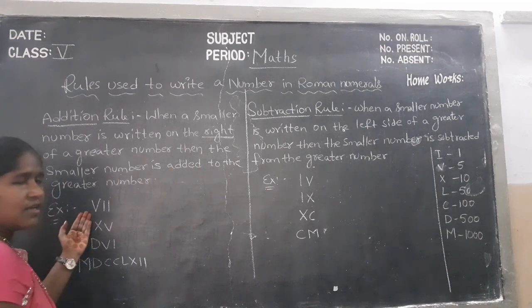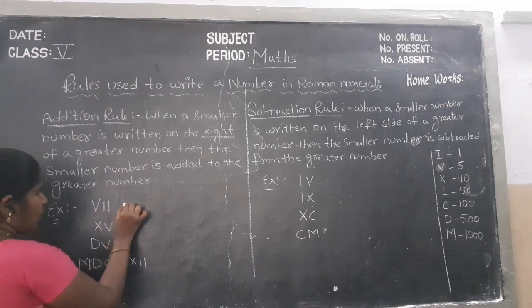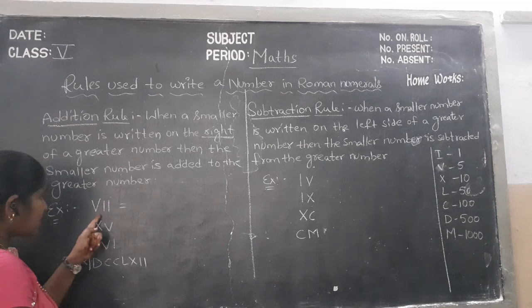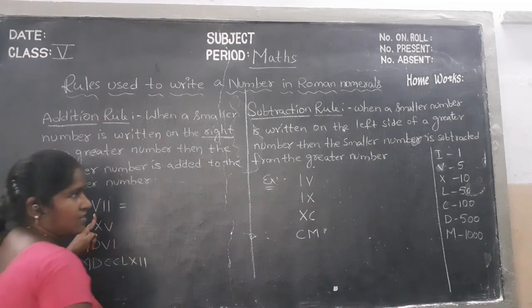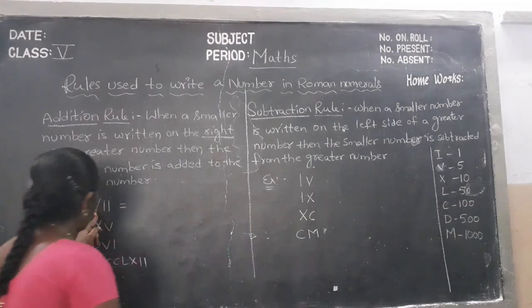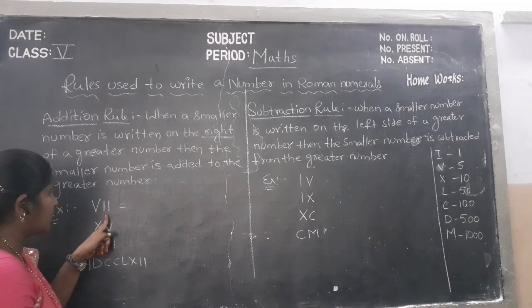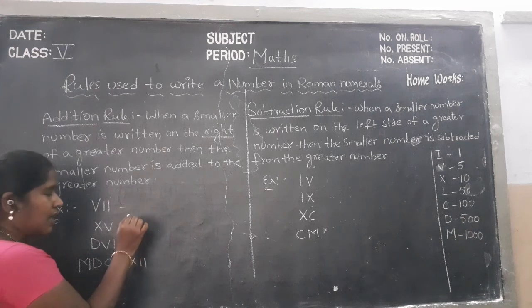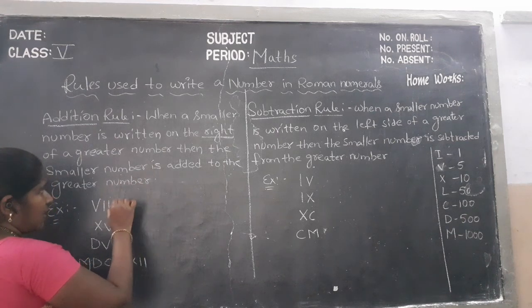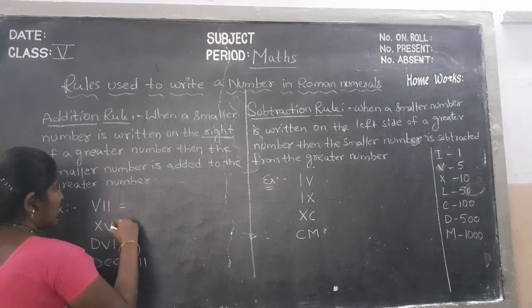See children, here we have some Roman numerals. For example, how to write this one. V means 5. On the right side of 5 we have two Roman numerals. Right side means addition to the greater number. If the Roman numerals are on the right side of the greater number, we add them.